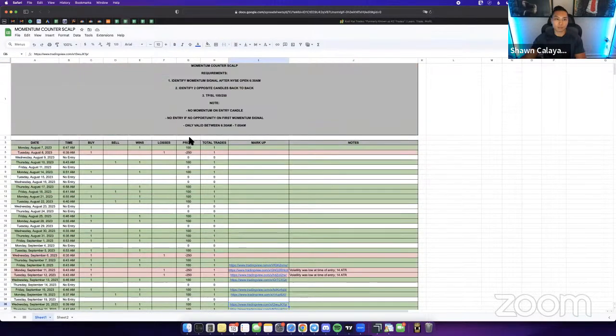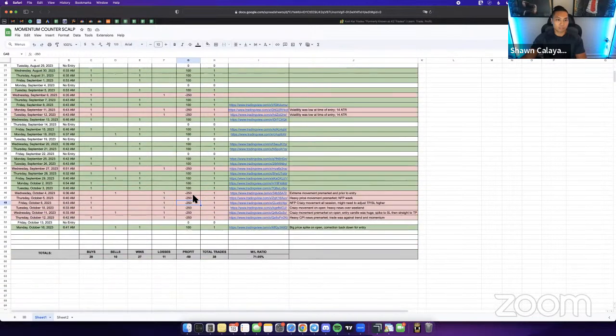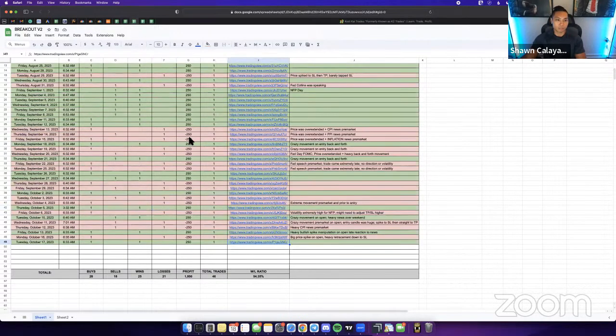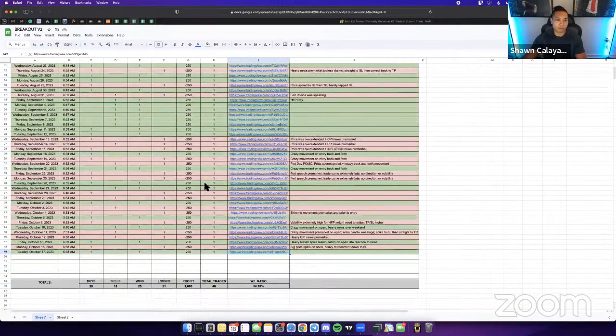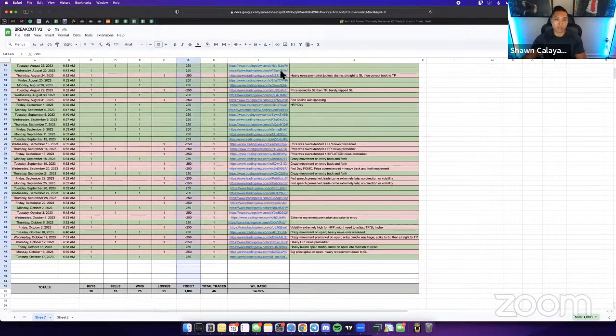If we're counting the entire 3 months, the momentum counter scalp is pretty profitable, but obviously there are days where you have to avoid it. It just started having a big losing streak right here. Like the first week of October wasn't great. But the breakout V2 has some back and forth, and if you do it long term, it looks like it is profitable if you continue to apply it. So we'll see. Anyways, guys, market is now open.